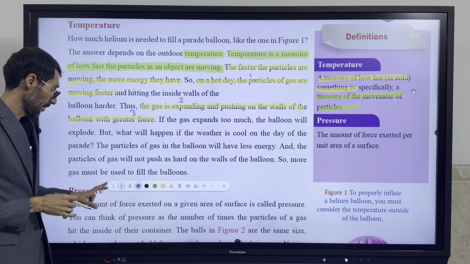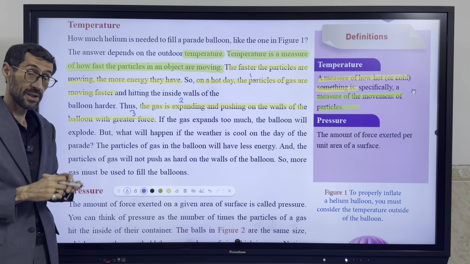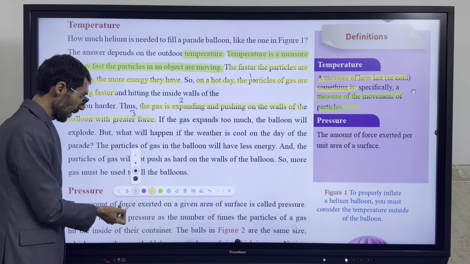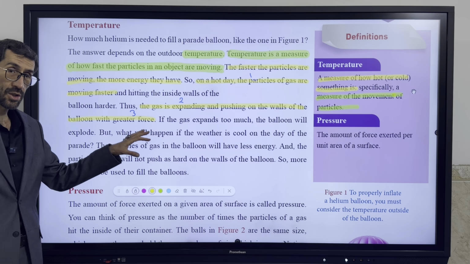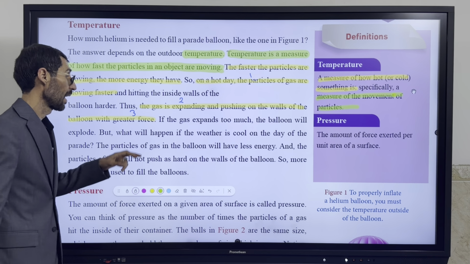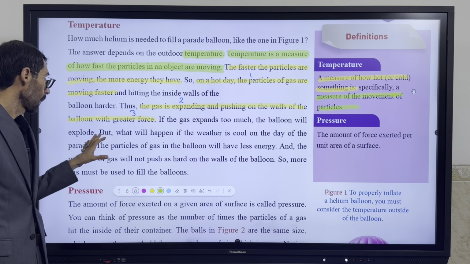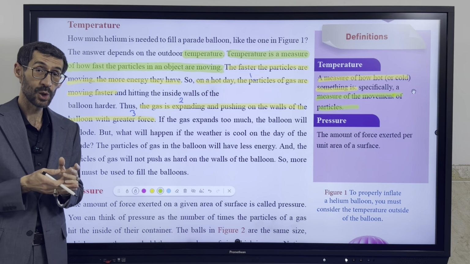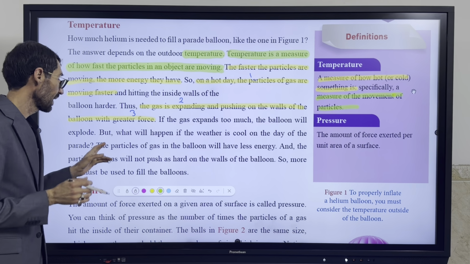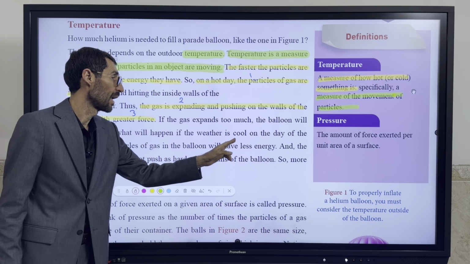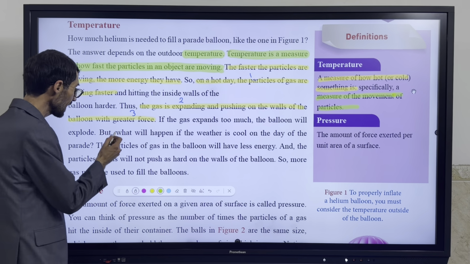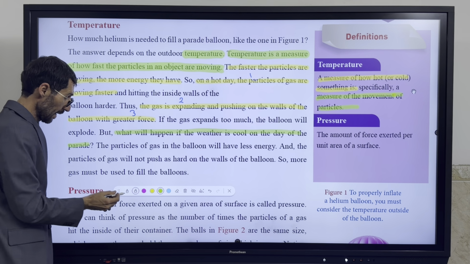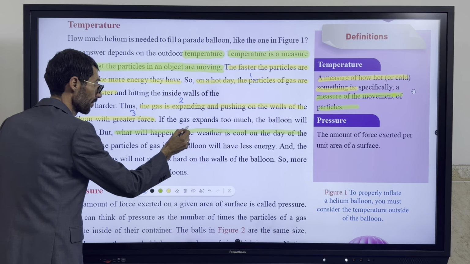Before I finish the actual text, I will draw it for you to better understand the subject. One more thing I want to talk about: what if the gas expands? No, what will happen? We are concentrating right now on a cool day, so leave the hot day. It says, what will happen if the weather is cool on the day of the parade? This is the question. Let me write it here.